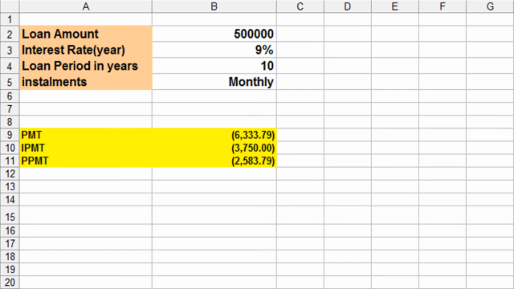Hope you understood how to calculate monthly installment amount, interest amount and principal amount using PMT, IPMT and PPMT functions.